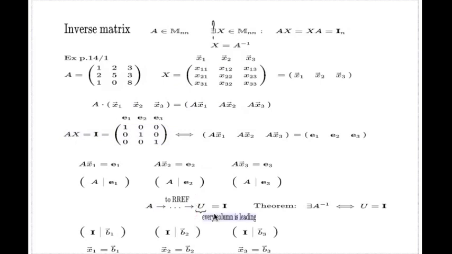Condition is not met. Yes? So with the condition that every column has to be leading at the end, are there matrices that are square that don't have inverses? If this condition is not met, they don't have inverses. Yes.